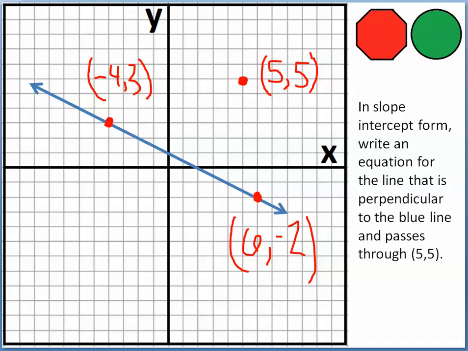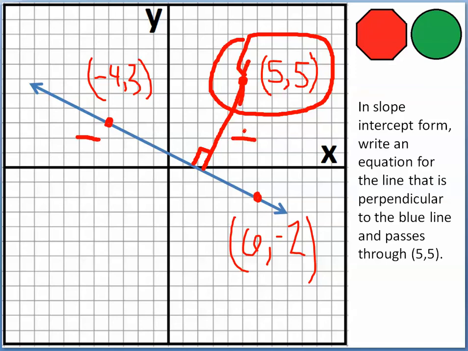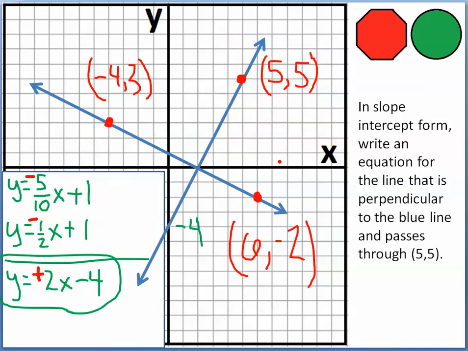It says in slope-intercept form, that's the y equals mx plus b, write an equation for the line that is perpendicular to the blue line and passes through the point 5, 5. So we want something that passes through that point right here. And it's going to be perpendicular, so that means it's going to be 90 degrees to this right here. So automatically you know that I'm dealing with a negative slope for my blue line, and this additional line that I have over here is going to have a positive slope. And so let's take a look at how you did.